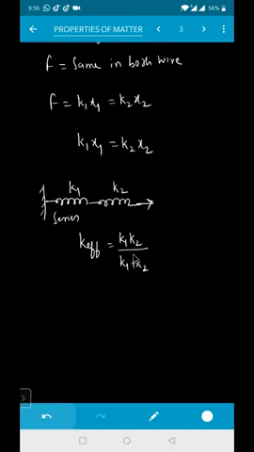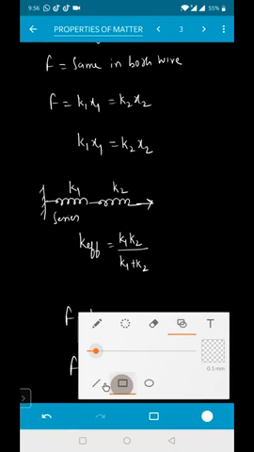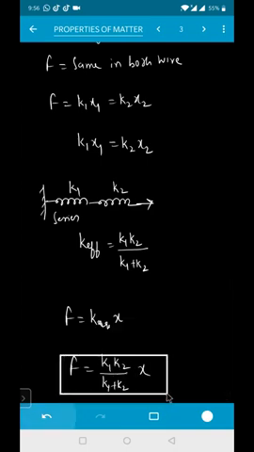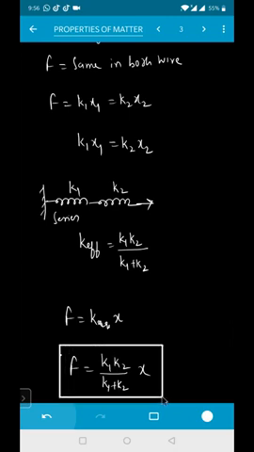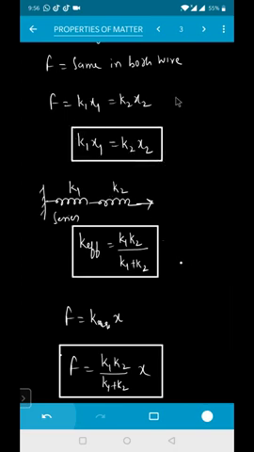This one I already told you in work, power and energy. So force will be equal to how much, beta? K equivalent into X. So F will be equal to K1 into K2 divided by K1 plus K2, into X. Clear? This will be the answer to this. Got it.